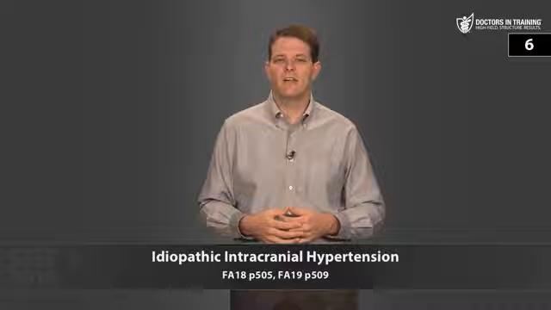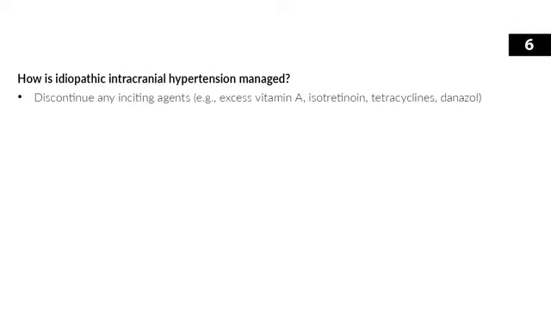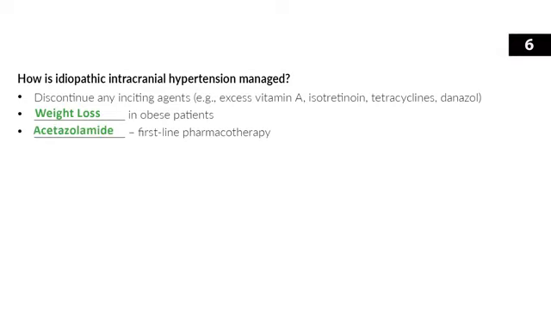And then the next question says, how is idiopathic intracranial hypertension managed? We're going to discontinue any inciting agents like excess vitamin A, isotretinoin, tetracyclines, or danazol, because these can raise the intracranial pressure. The next bullet is weight loss in obese patients. And then the next one is acetazolamide, which is our first-line pharmacotherapy because it slows down the production of CSF.